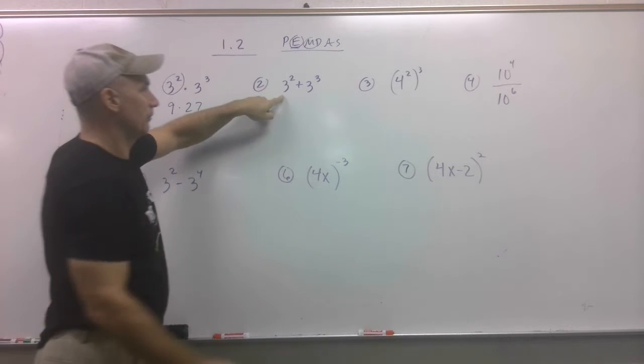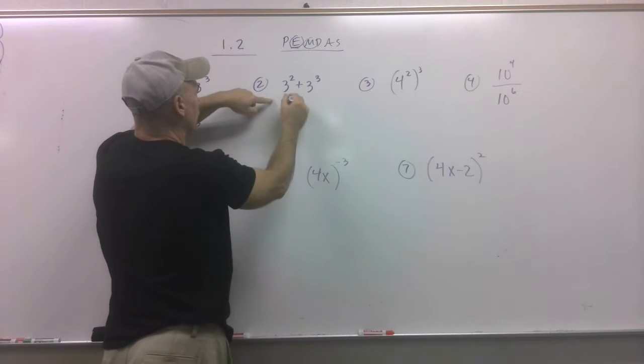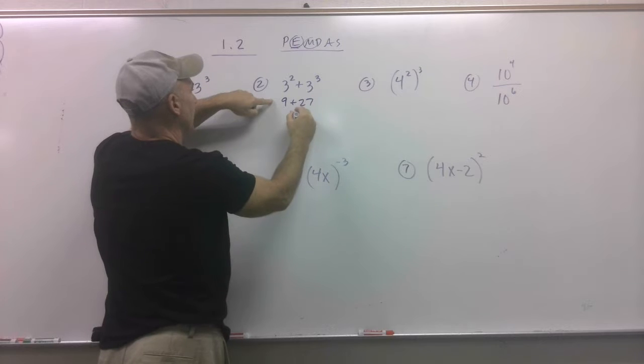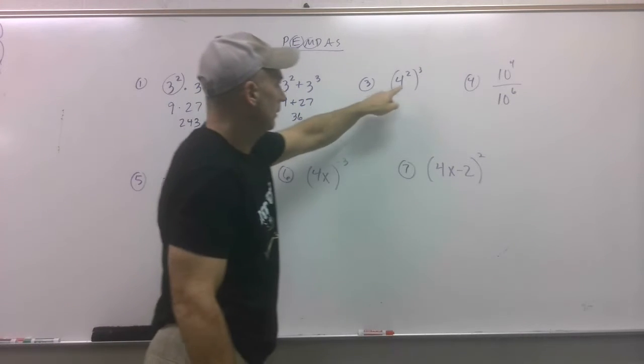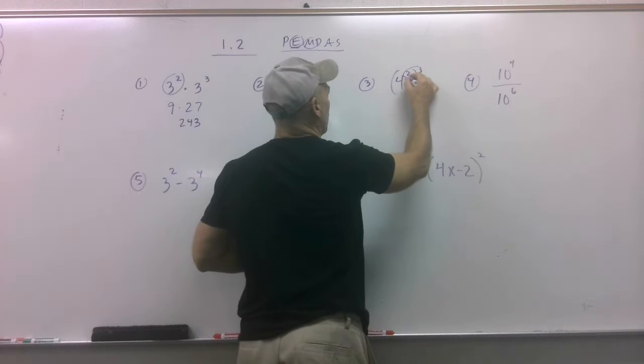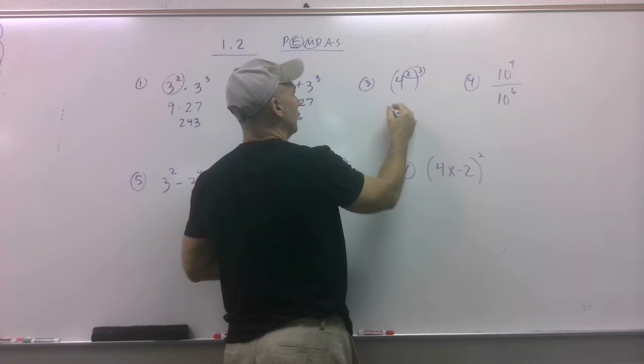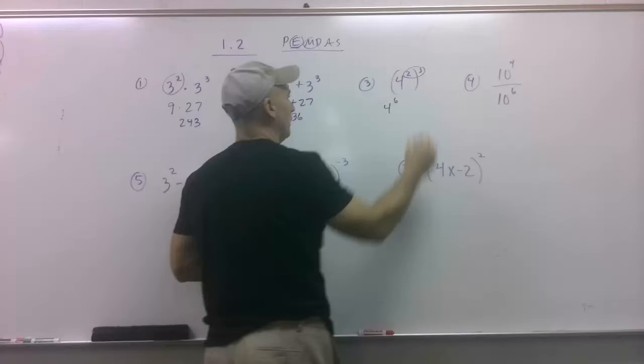Let's move on to this one. Well, we got to do exponents first. 9 plus 27. Then we add, 36. Pretty simple. Uh-oh, power to a power. What do we do? We multiply, so we get 4 to the 6th power.